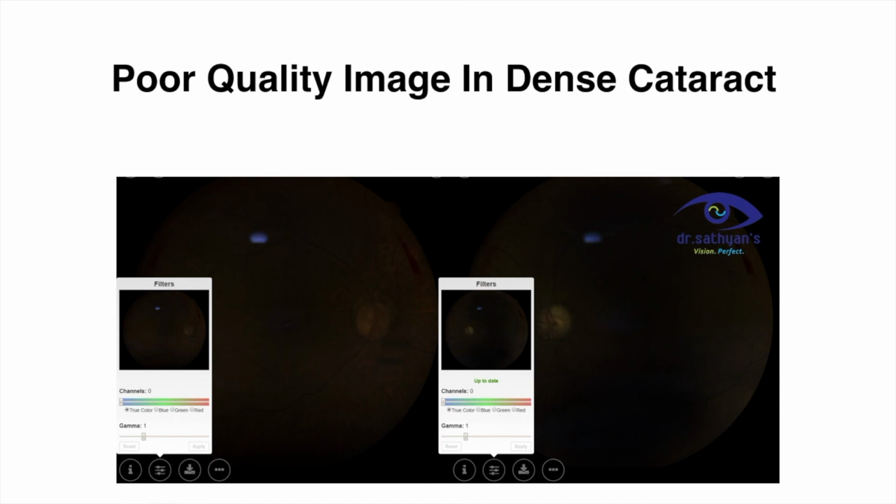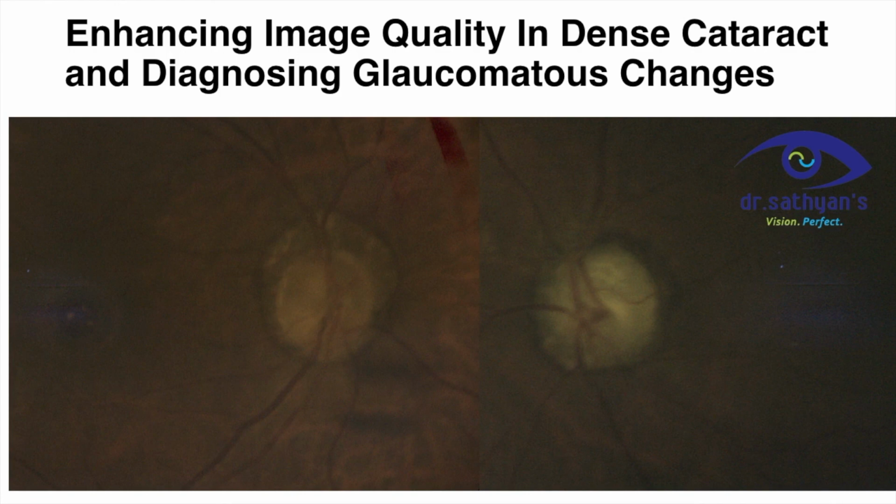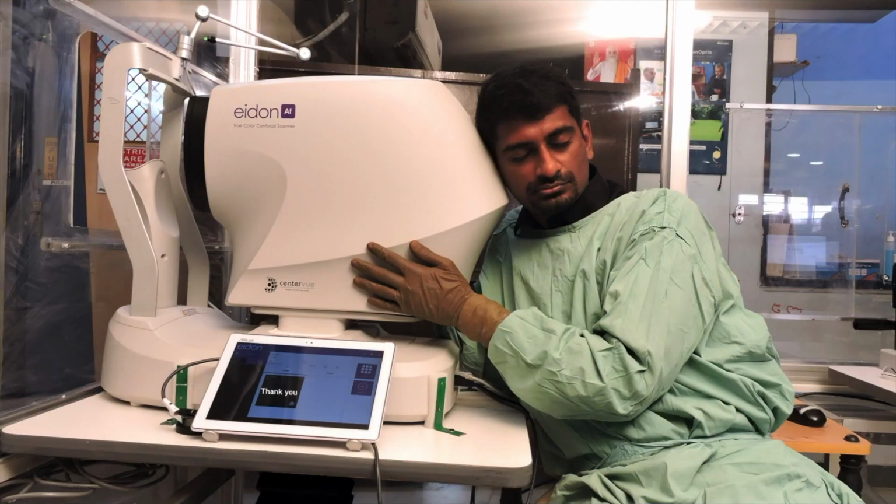With a confocal scanner, patients presenting with dense cataract with poor quality images can be enhanced and glaucoma diagnosis can still be made with accuracy.